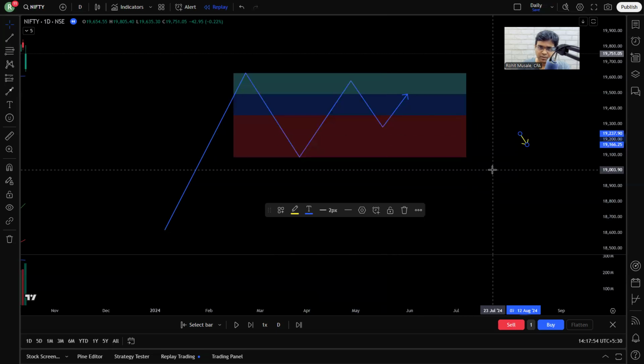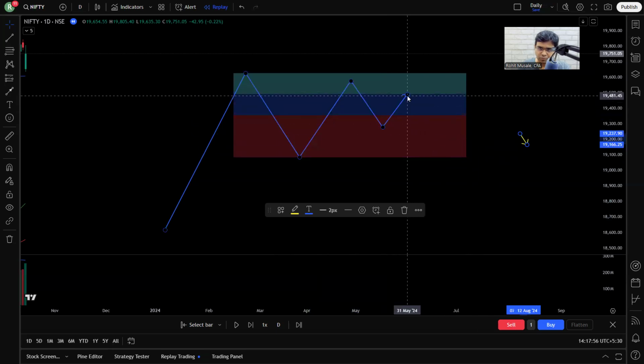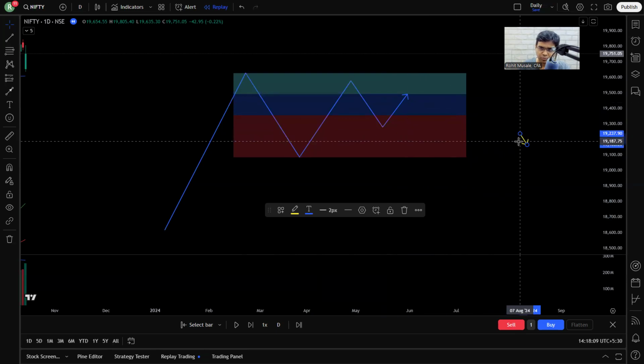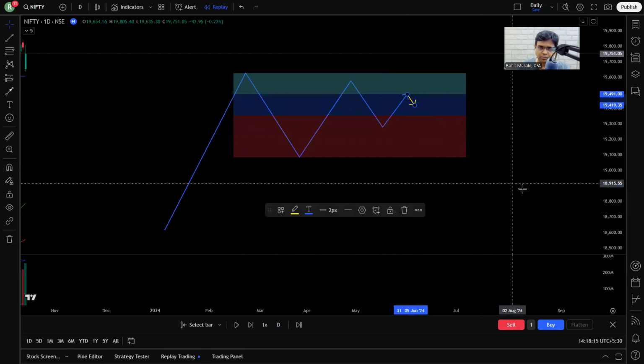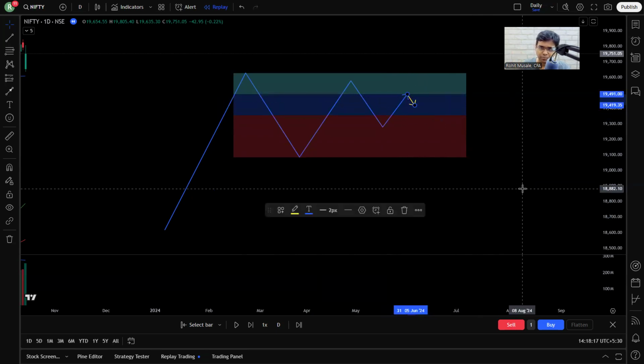Some of my subscribers are still confused. They feel, okay, we have point 5, why not buy here? Well, you cannot buy there because point number 6 has not been completed. You have to allow the stock some time. You have to give it some time to consolidate. So when point number 6 gets completed like this, now you have point number 5 as your valid buy point.